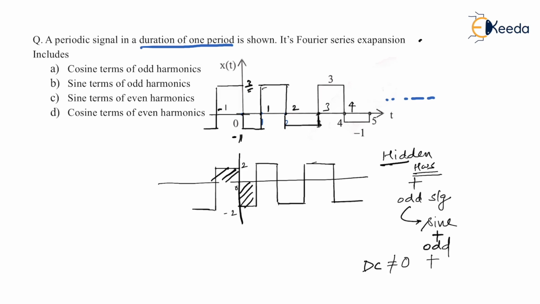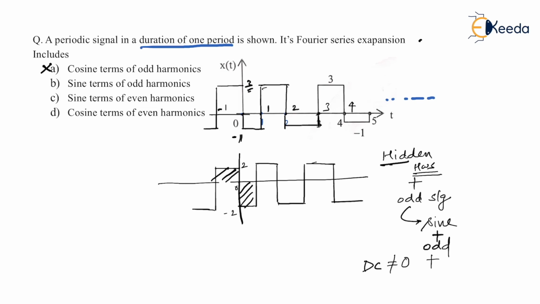What does the first option say? It says it will have cosine terms along with odd harmonics. We should cut this option because this is not an even signal, this is an odd signal. For an even signal only we get cosine terms. For odd signals we get sine terms. But when the signal is neither even nor odd, as I said, we cannot comment what we will get, whether sine, cos or both. Again, it depends upon the nature of the signal.